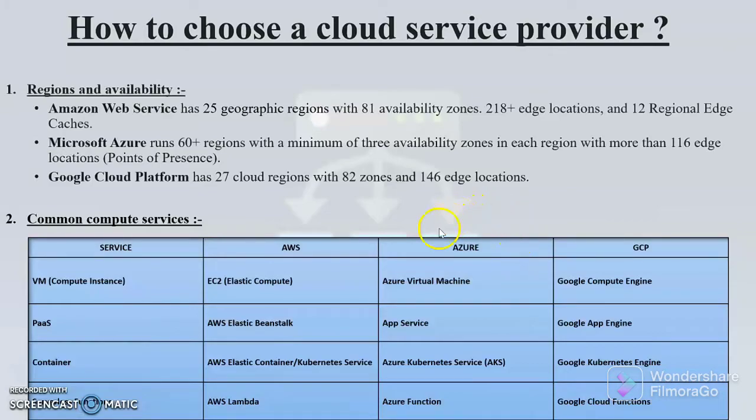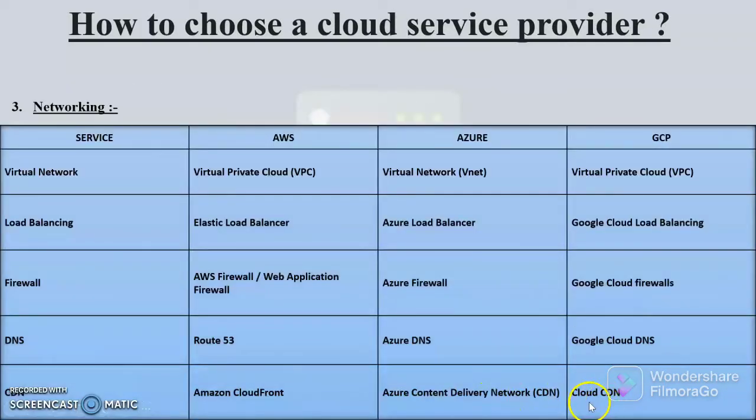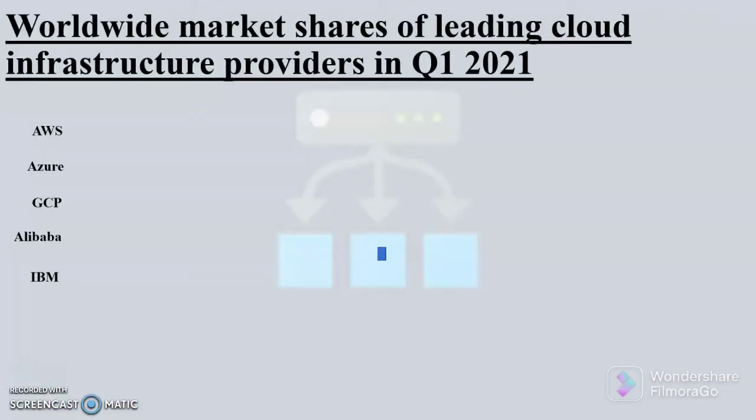And Azure focuses on offering virtual machines with tools such as Cloud Services and Resource Manager to help deploy applications on the cloud. It's called the Azure Autoscaling Service, and Azure has its own Kubernetes service, and GCP has a Cloud CDN. Now, if we look at the worldwide market shares of leading cloud infrastructure providers, this is for 2021.